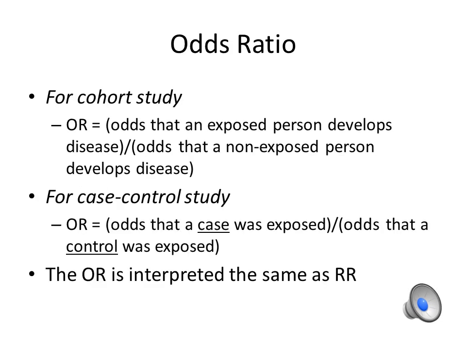Odds ratio is something that we can use for both a cohort study and a case control study. For a cohort study, odds ratio is defined as the odds that an exposed person develops disease divided by the odds that a non-exposed person develops the disease. For a case control study, the odds ratio is defined as the odds that a case was exposed divided by the odds that a control was exposed. The odds ratio is interpreted the same way as relative risk is. If equal to 1, no association. Greater than 1, a positive association. Less than 1, a negative association.